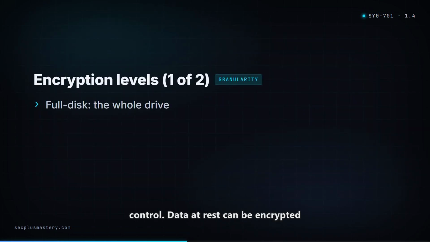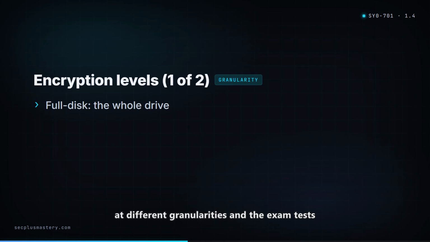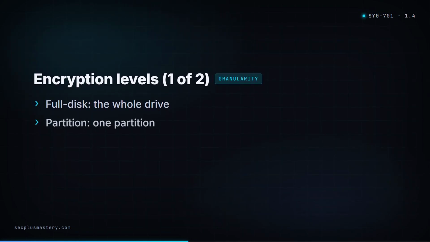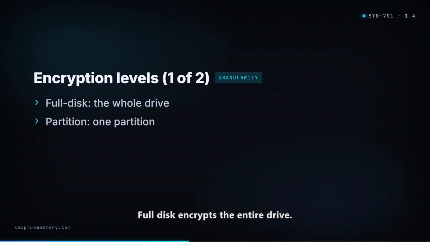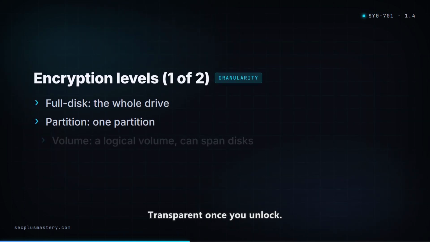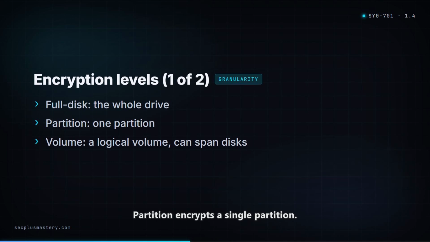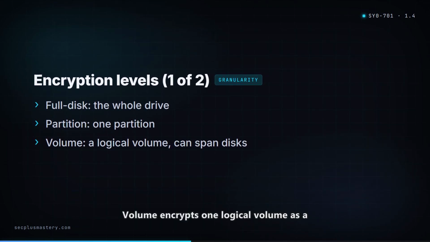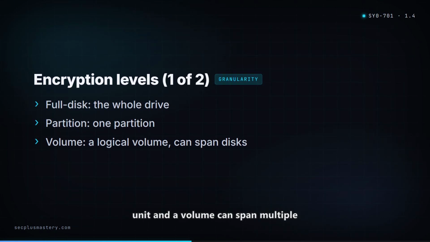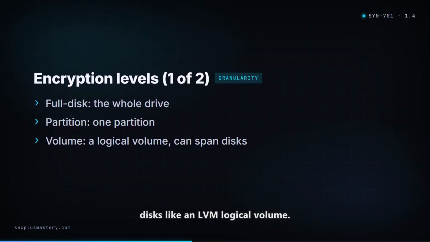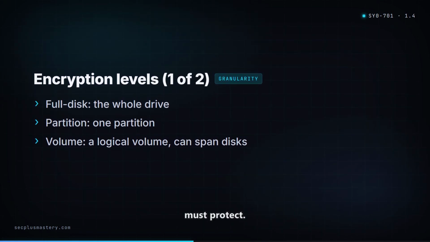Data at rest can be encrypted at different granularities, and the exam tests which level fits. Full disk encrypts the entire drive, transparent once you unlock. Partition encrypts a single partition. Volume encrypts one logical volume as a unit, and a volume can span multiple disks, like an LVM logical volume. Pick the level by the unit you must protect.